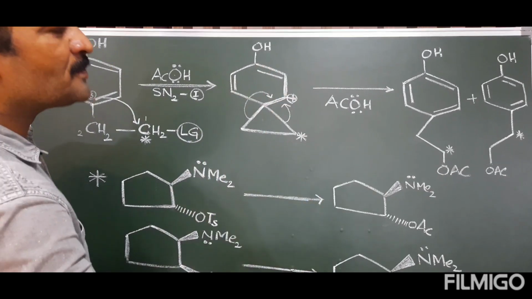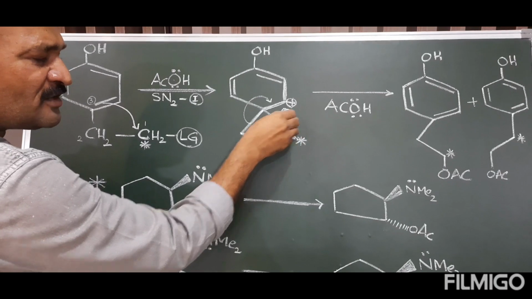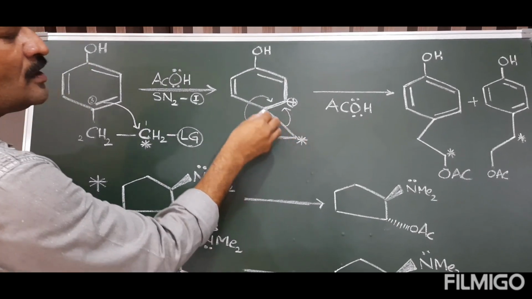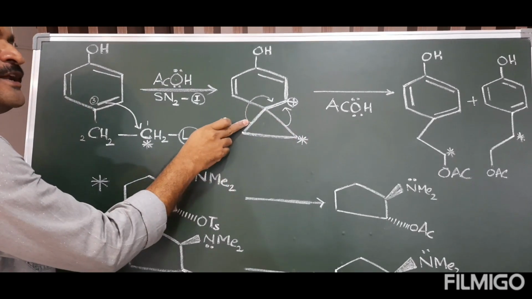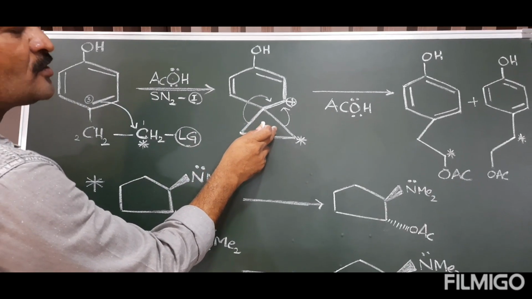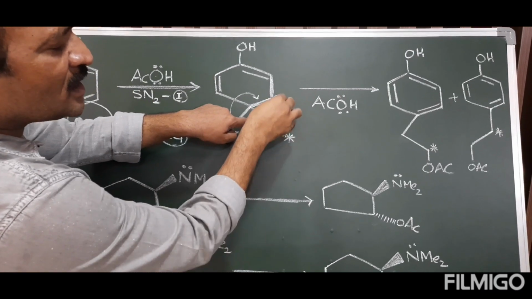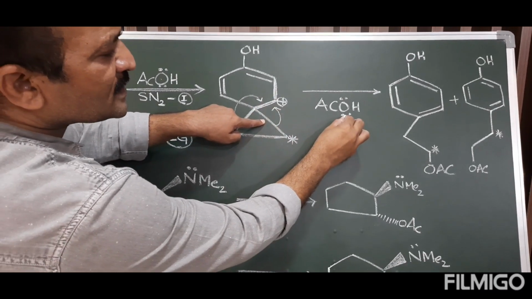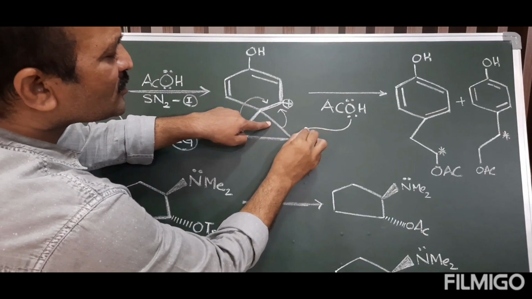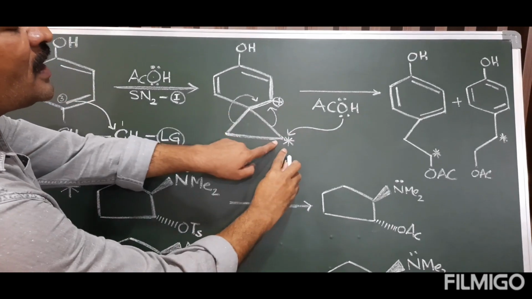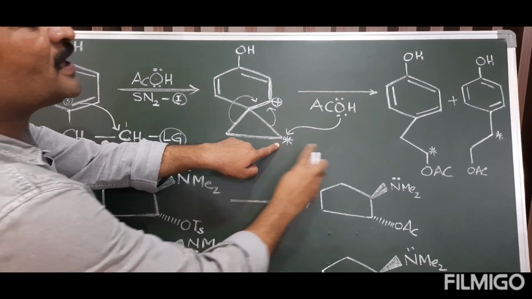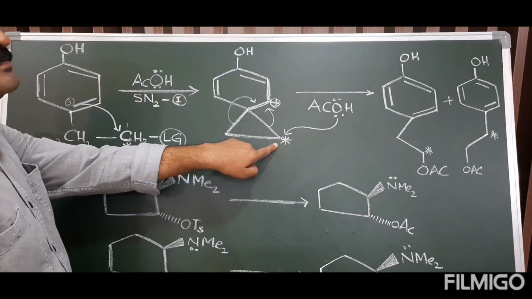So you have two options. Here bond cleavage takes place in this bond or in this bond. This bond may undergo, or this bond may undergo. Students, suppose this bond undergoes bond cleavage. This oxygen will attack this carbon from the backside. So now the isotopic carbon has the OAc group.